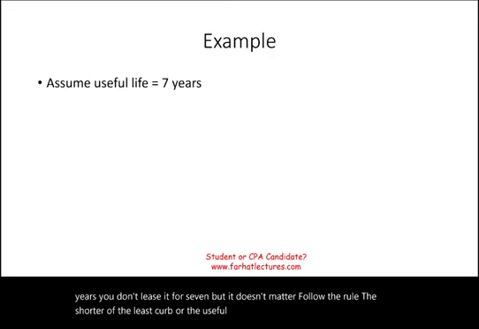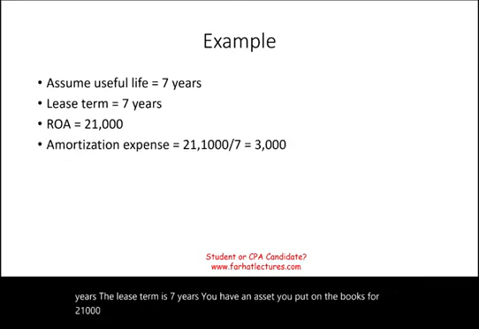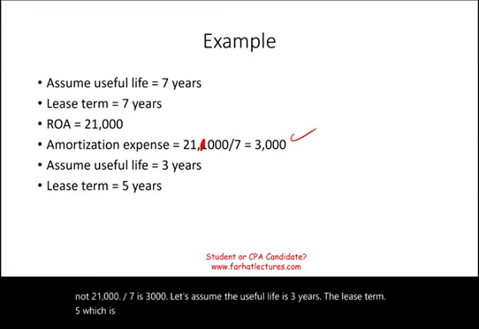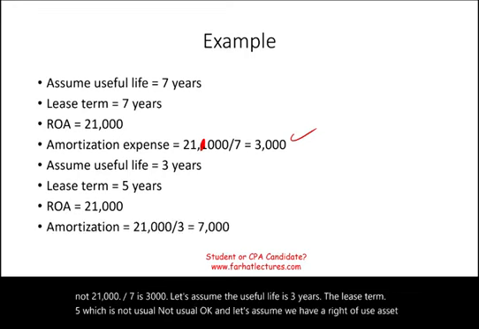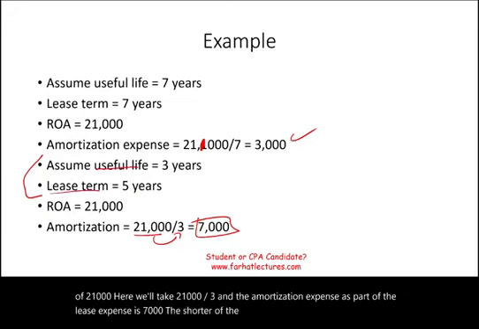So let's assume the useful life is 7 years. The lease term is 7 years. You have an asset you put on the books for $21,000. The amortization expense, the lease expense component, is $21,000 divided by 7, which is $3,000. Let's assume the useful life is 3 years. The lease term is 5, which is not usual, okay? And let's assume we have a right of use asset of $21,000. Here we'll take $21,000 divided by 3, and the amortization expense as part of the lease expense is $7,000, the shorter of the useful life or the lease term.